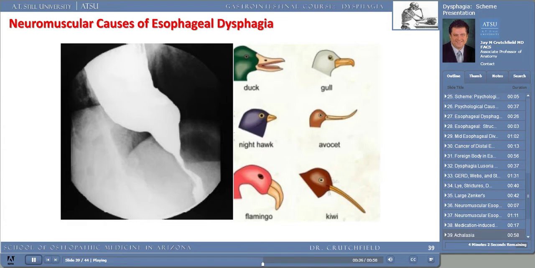The important thing to recognize from this slide is that it's achalasia. Recognize the bird's beak shape of the distal esophagus. This is a classic example of a neuromuscular cause of esophageal dysphagia secondary to lack of nerves in the myenteric plexus of the distal esophagus.